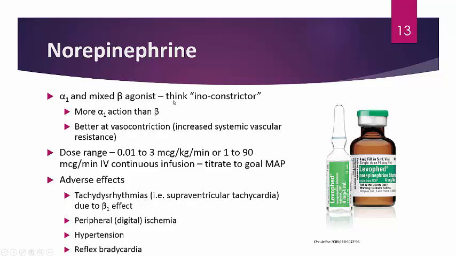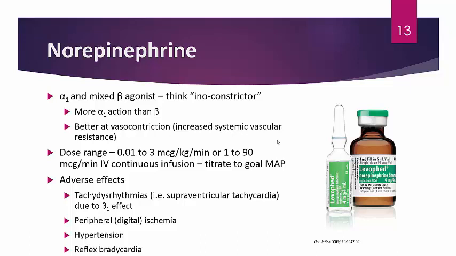And I like to think about this agent as an inoconstrictor. So ino means contraction, constrictor means constriction of the peripheral vasculature or the blood vessels in the vasculature. As I said, it's better at vasoconstriction versus its beta effects. So I like to think about this agent primarily as an alpha agent, though it does have beta effects. And as a result, it does increase systemic vascular resistance, or that clamping down of the vasculature.